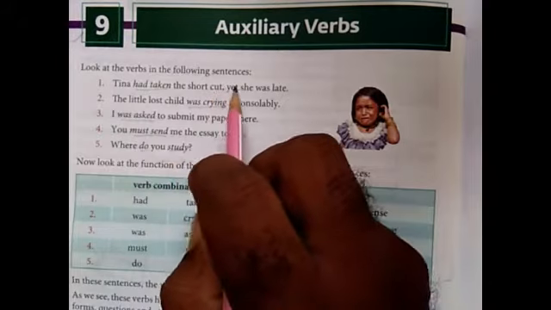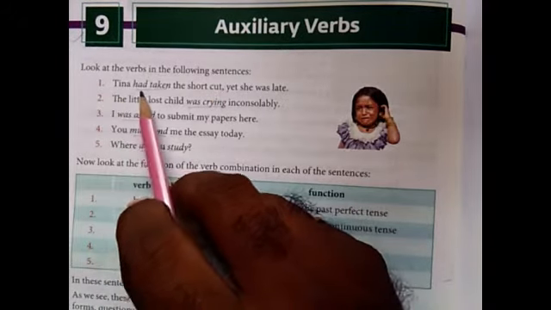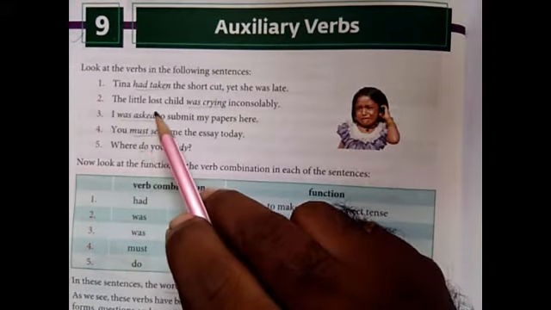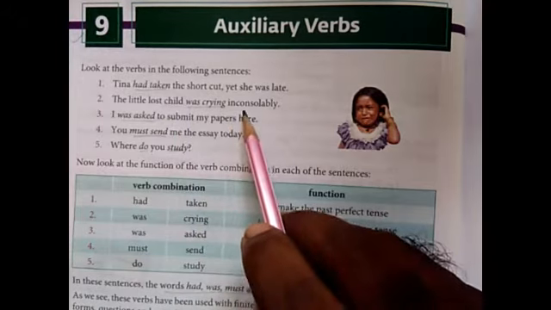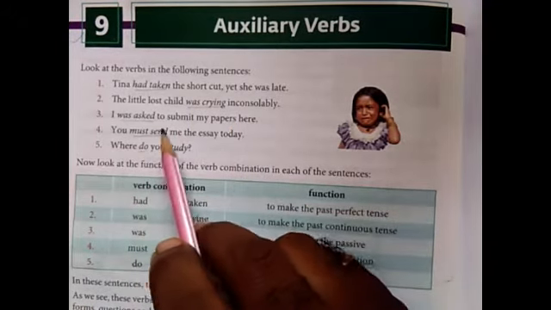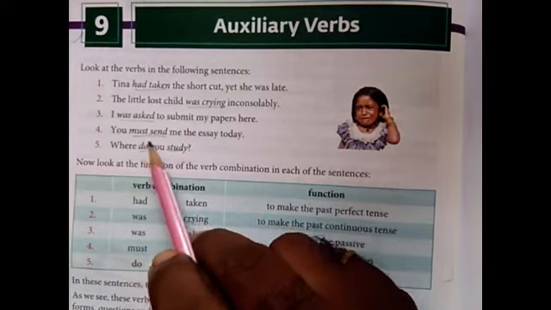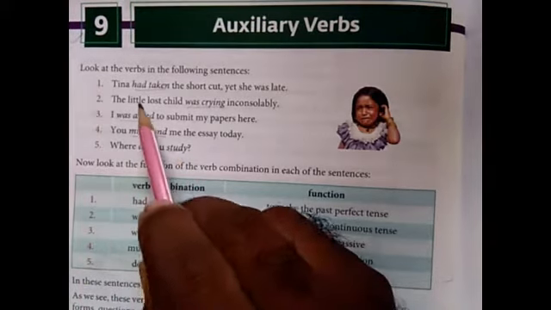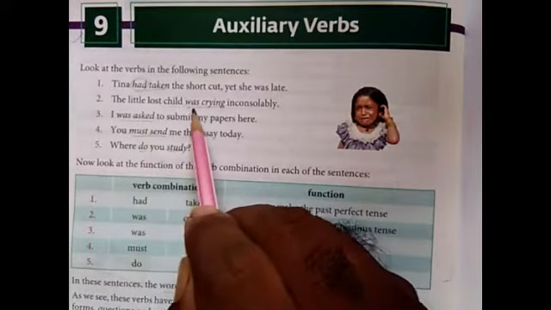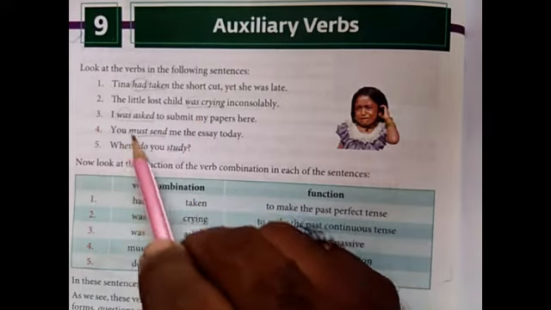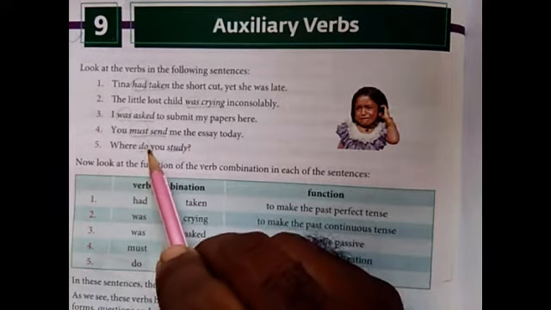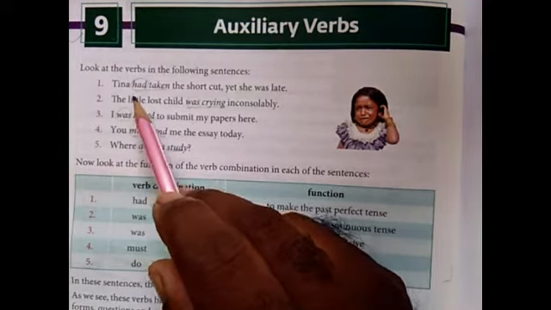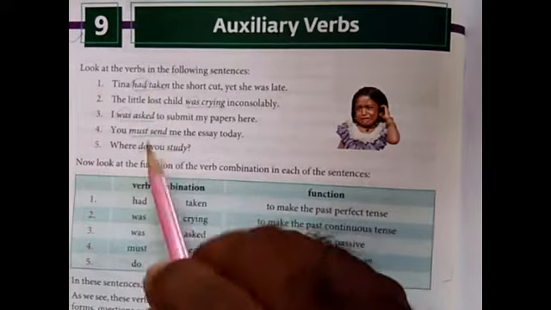Look at the verbs in the following sentences. Tina had taken the shortcut, yet she was late. The little lost child was crying inconsolably. I was asked to submit my papers here. You must send me the essay today. Where do you study? In these sentences, look at these words: had, was, must, do. These words are auxiliary verbs. Auxiliary verbs are nothing but helping verbs.